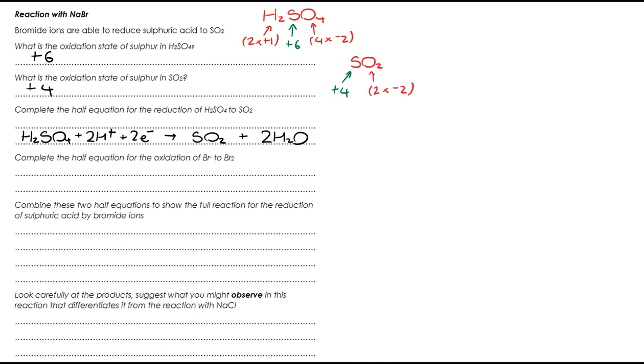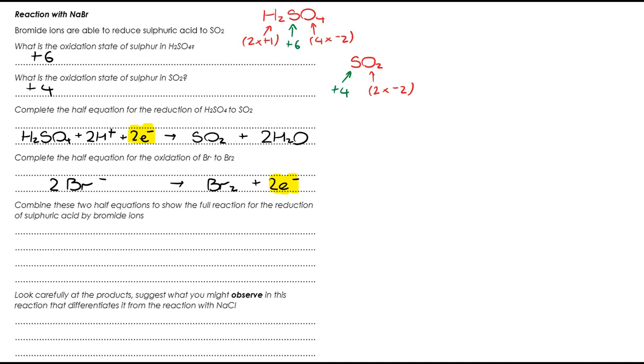Slightly more straightforward half equation with the bromine. Rule 1, balance the species with the variable oxidation state. In this case it's bromine, and I do need 2 bromide ions on the left hand side. I don't have any oxygens to balance by adding water. I don't have any hydrogens to balance by adding H+, so I get to rule 4 and I balance the charge. And I'm going to do that by adding 2 electrons on the right hand side.